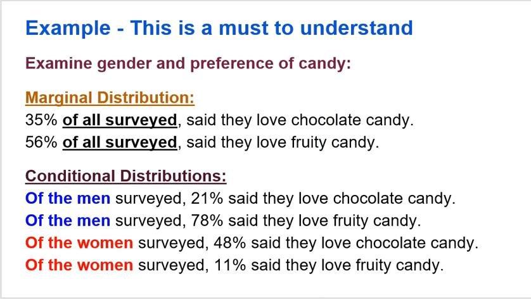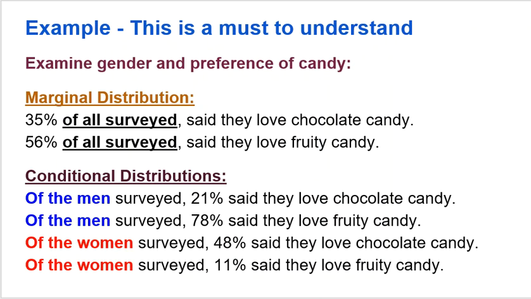Another example would be that 56% of all people surveyed love fruity candy. Again, those two questions are marginal because they only involve a single variable. What type of candy is it that you like? And it was measured from all of those surveyed.